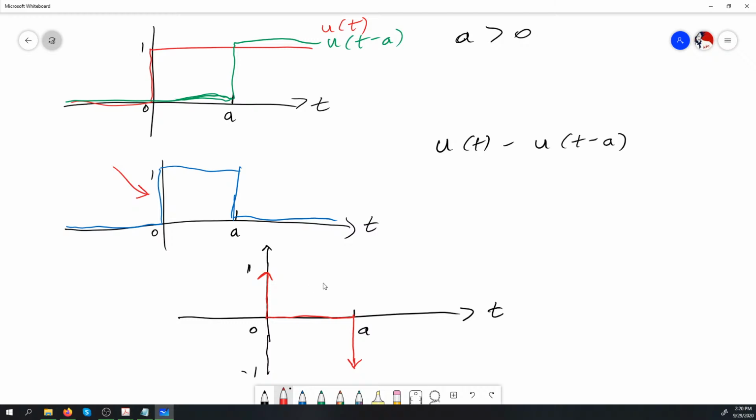If you have to write this mathematically, this will just be delta of t, sorry, not plus, minus delta of t minus a. Because it's a minus 1 at that point in time.